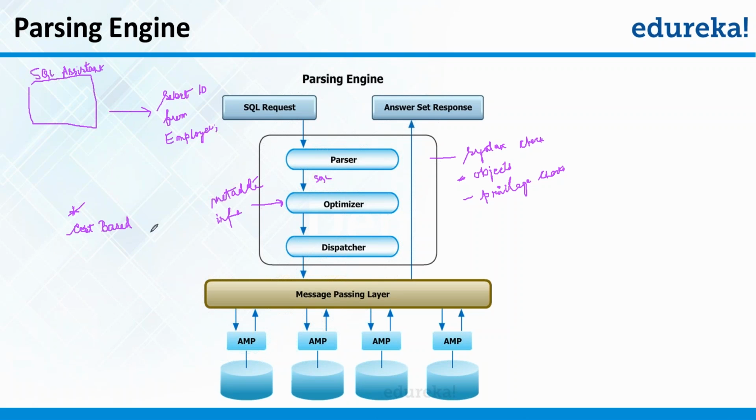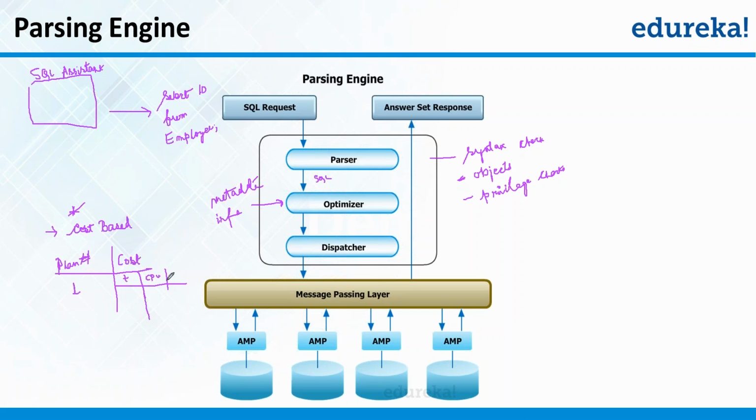Teradata's optimizer is known as, and this is highly important, a cost-based optimizer. So what happens here is that I come up with plan 1, and this is the corresponding cost for it.